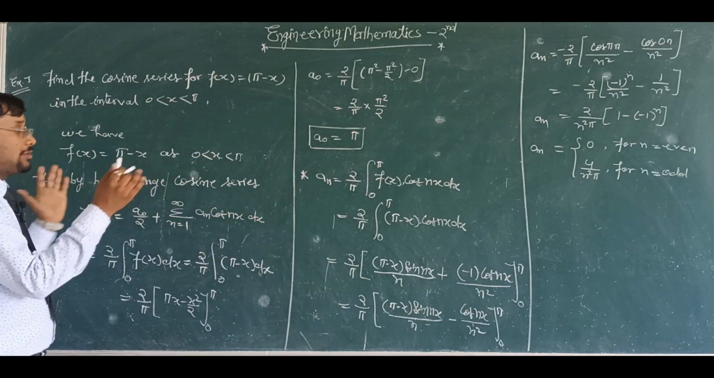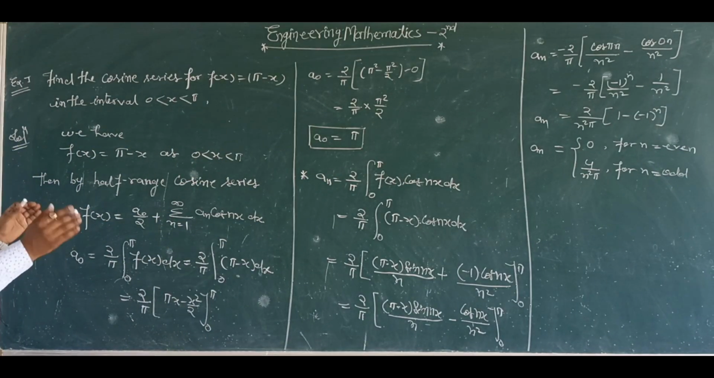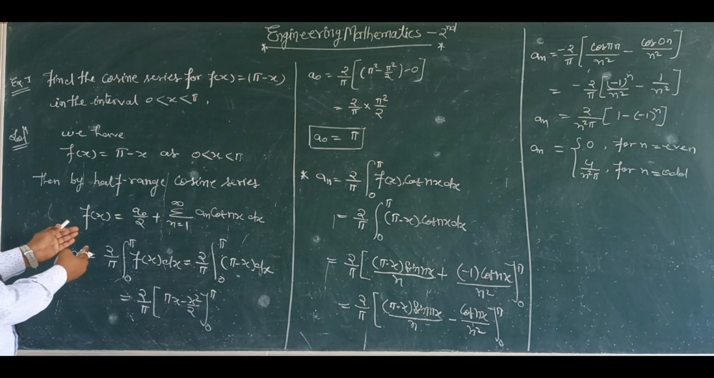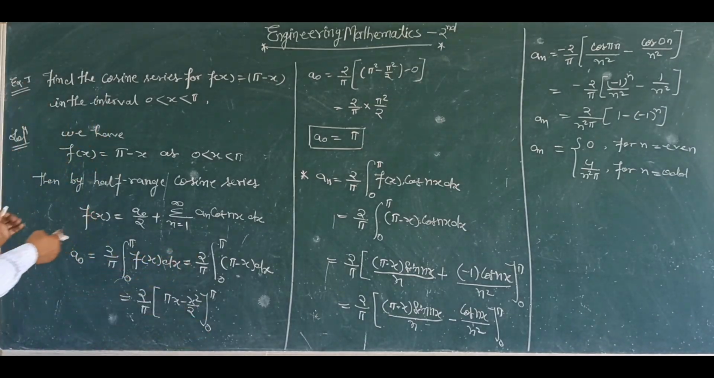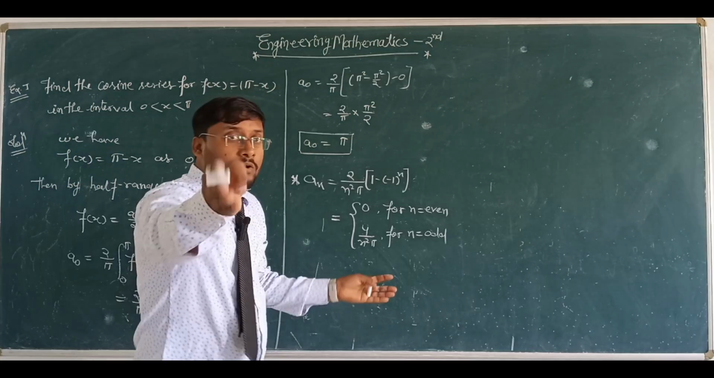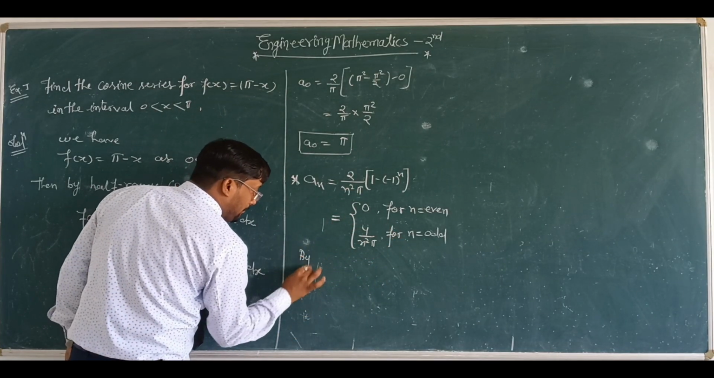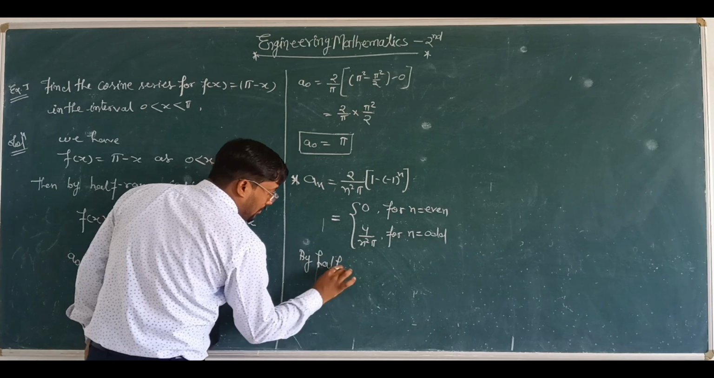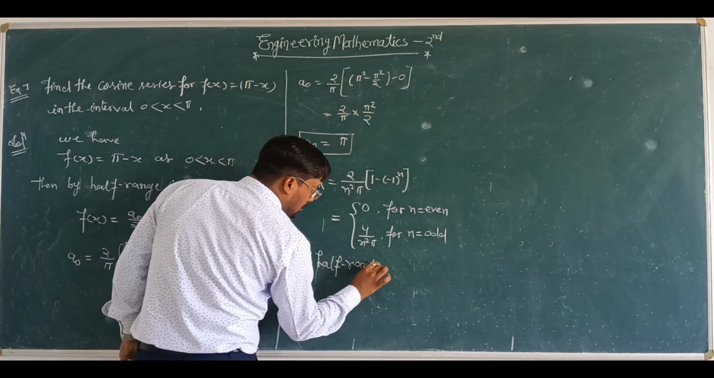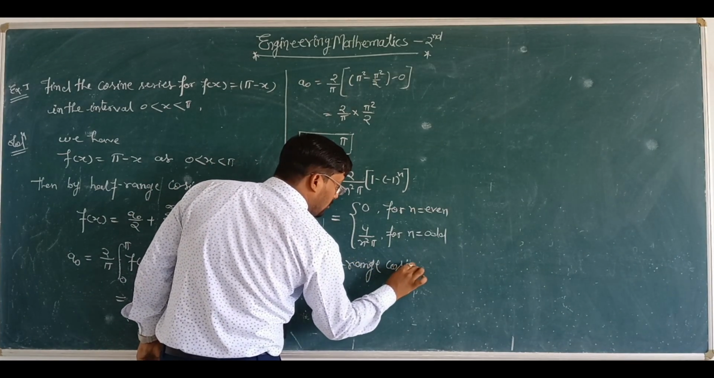First of all, you can note down this numerical problem. Now again I am continuing to the next step. Now you can note down this numerical problem. Now I am continuing to this step. You can write by half range cosine series.